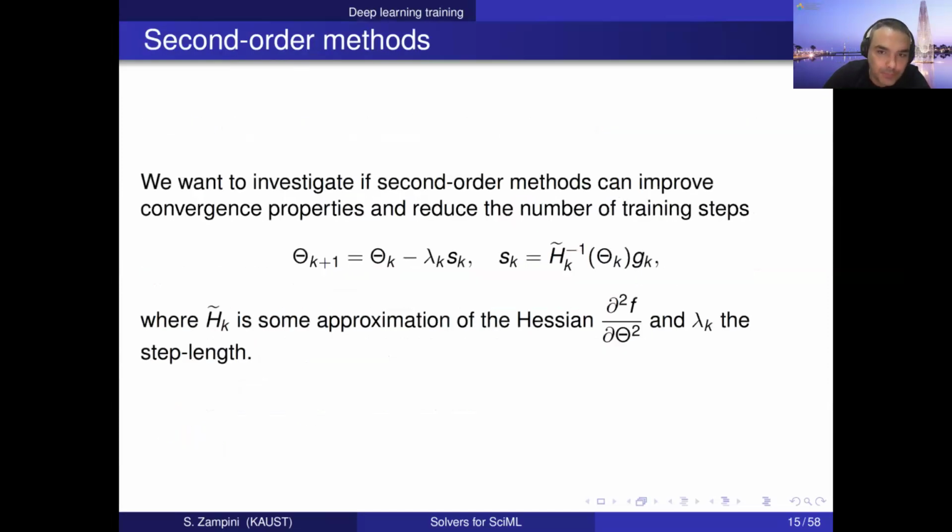I don't think so. So the idea is, as usually done in the optimization community, we still move in some direction, but this direction is not the gradient direction. The direction is scaled by the action of the inverse of some approximation of the action.